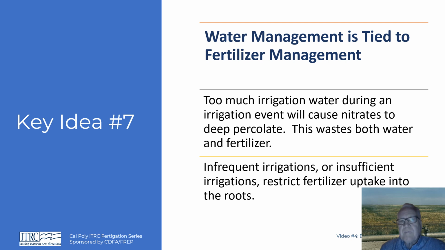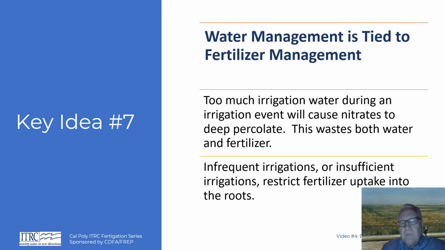As I keep saying, too much irrigation water during an event causes nitrates to percolate down, which is a waste of energy, a waste of money, and a degradation of the environment. But infrequent irrigations or insufficient irrigations restrict fertilizer uptake into the roots. Now these are different things here. There are several ideas here. Too much irrigation water during an irrigation event can occur with infrequent or frequent irrigations.